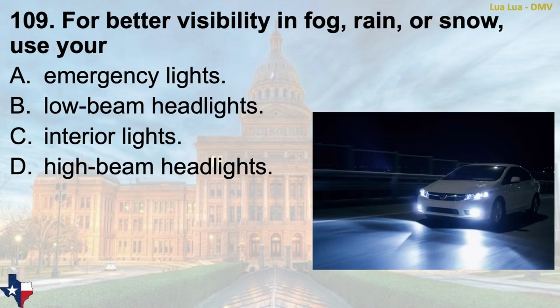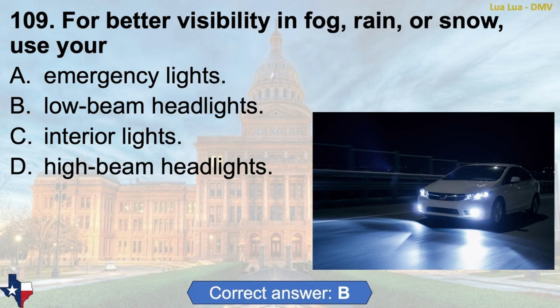Question 109. For better visibility in fog, rain, or snow, use your: A. Emergency lights. B. Low beam headlights. C. Interior lights. D. High beam headlights. The correct answer is B. Low beam headlights.